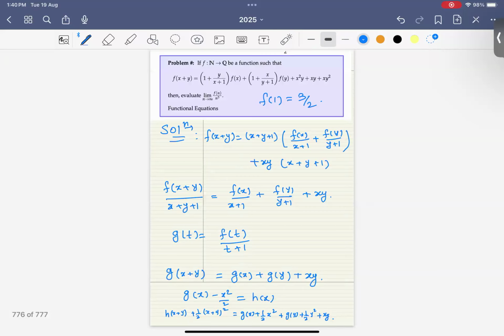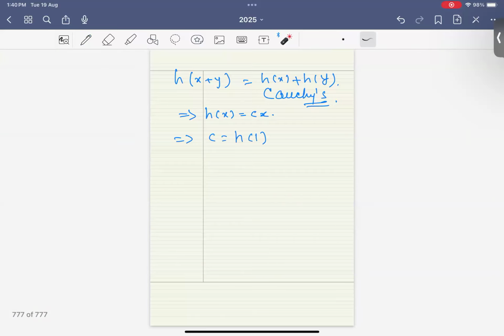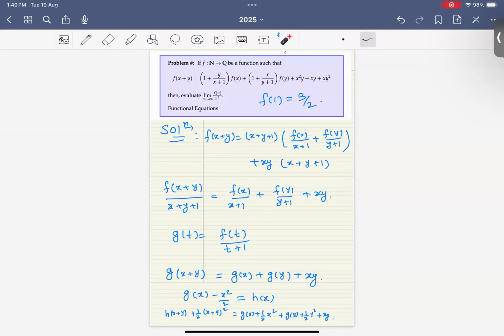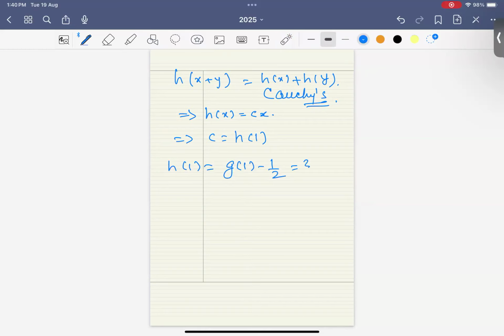Now h of 1, using this equation, is simply g of 1 minus 1 by 2. So h of 1 is simply g of 1 minus 1 by 2. And what's g of 1? Well, g of 1 is f of 1 upon 2. And f of 1 is given to you as 3 by 2. So that number is going to be 3 by 4. So therefore, it's 3 by 4 minus 1 by 2, which is equal to 1 by 4. So now we know that h of x is in fact x by 4.